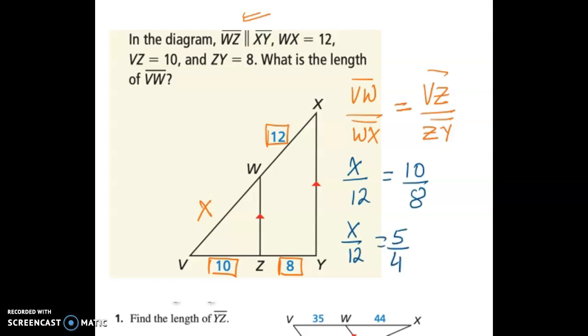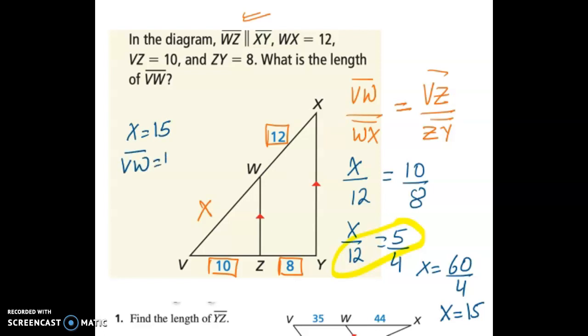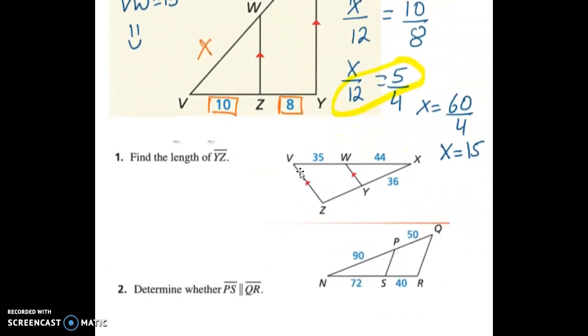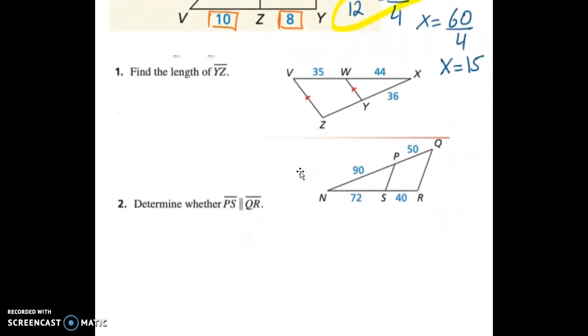Now I can do cross multiplication. 12 times 5 and then divided by 4. So that will be 12 times 5 would be 60 over 4 and we will get X is equal to 15. So we can say X is equal to 15. So VW is nothing but 15 and that is what we are looking for. I solved this question for you. Now I want you to try the next two questions on your own. Here they are.